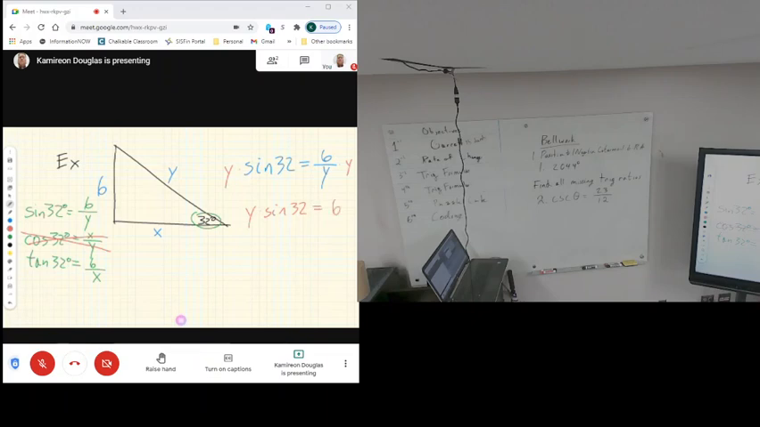If I want to get y by itself, I can add, subtract, multiply, or divide. Since I am multiplying by something, I can divide to get rid of it. I divide both sides by sine of 32. On the left-hand side, I end up with y by itself. On the right-hand side, 6 over sine of 32. This is the most accurate answer you can give. It is the best answer.